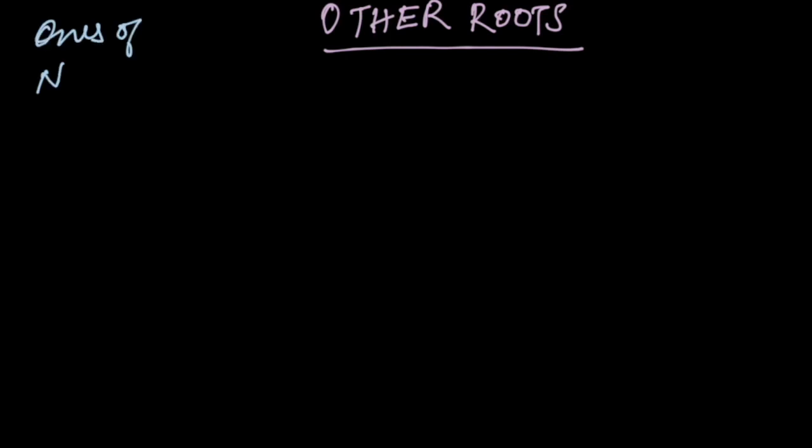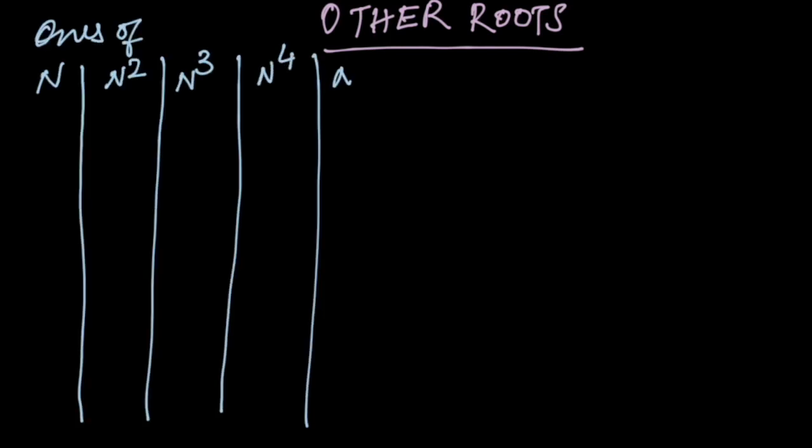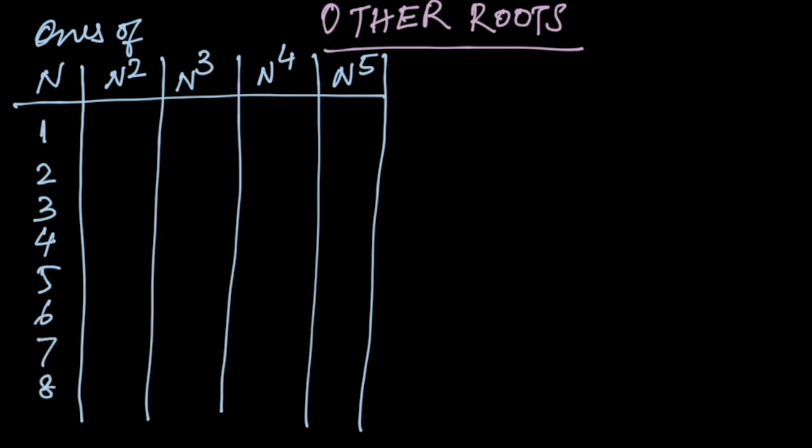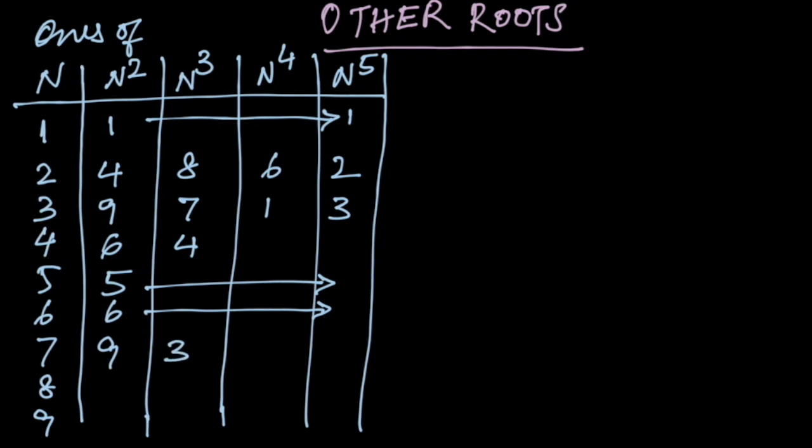Now let's do other roots. For numbers ending with 1, all its powers will end with 1. If the number ends with 2, its square will end with 4, cube will end with 8, power 4 will end with 6, and power 5 will again end with 2. If the number ends with 3, its square will end with 9, its cube will end with 7, its power 4 will end with 1, and its power 5 will end with 3. For numbers ending with 4, their square will end with 6, cube will end with 4 again, and power 4 will end with 6 again, and it will alternate like this.